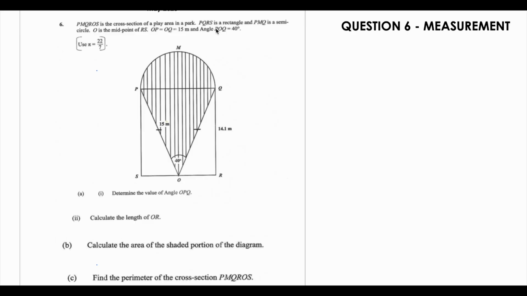And they say the angle POQ, and remember, the center letter represents where the angle is. So the angle at O that is enclosed by P going to Q, passing through O, is 40 degrees. Now they said to determine the value of angle OPQ. So what is the angle here? I want you guys to try to work that out, then we'll go through it together.